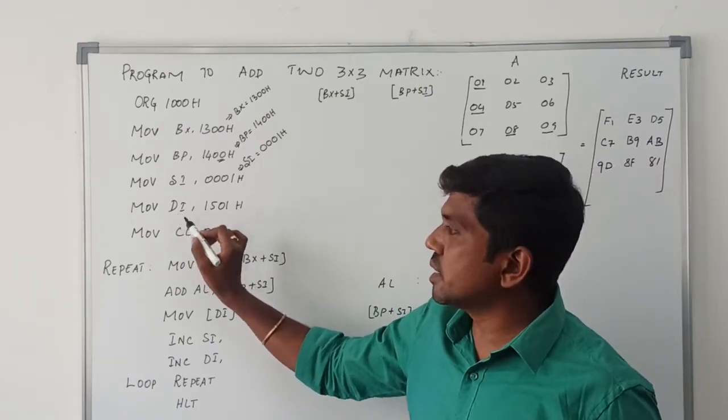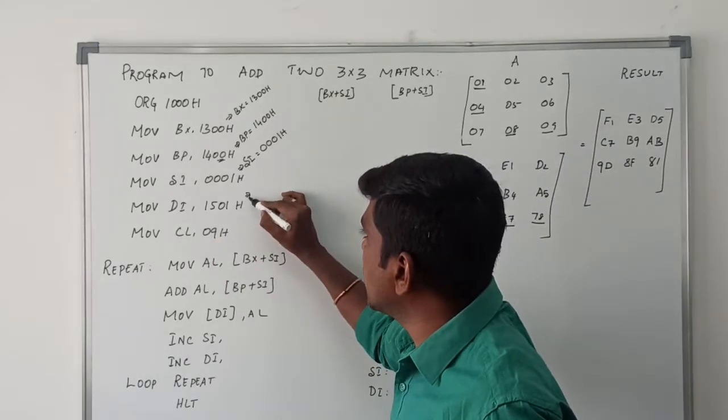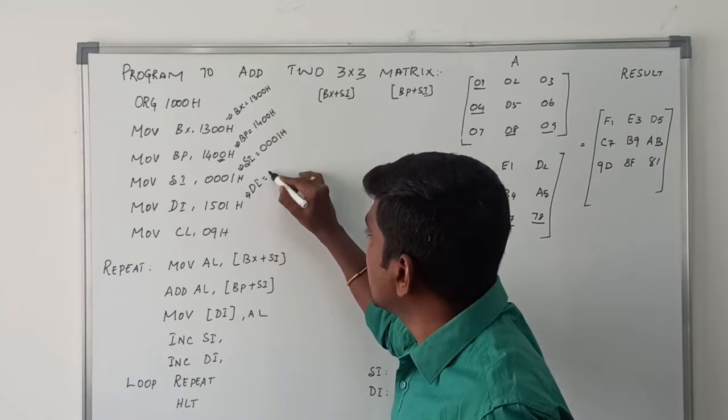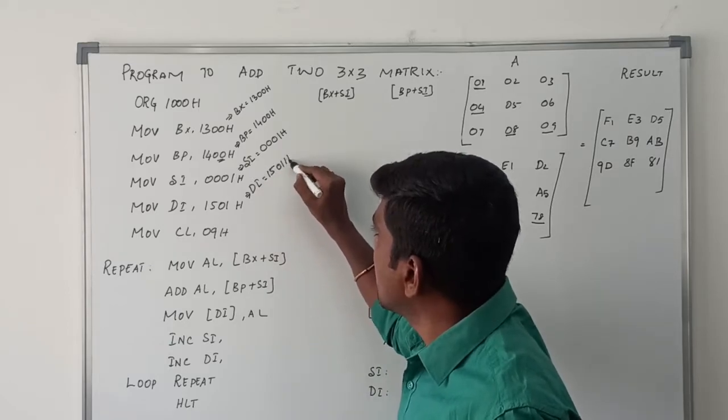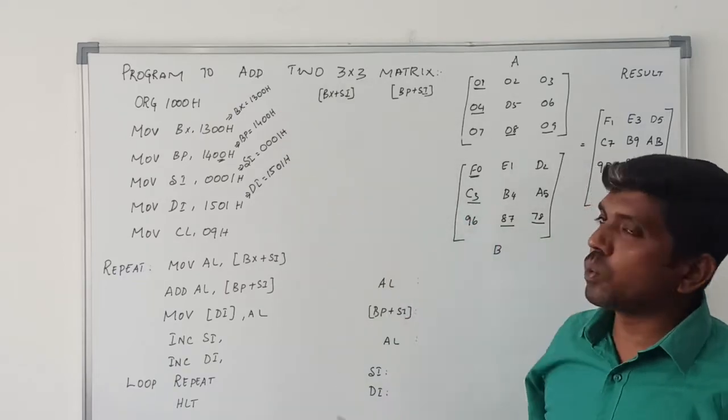The next instruction, MOV DI, 1501H. DI represents the destination index register. After execution of this instruction, the 16-bit value is transferred to DI. Now the DI register content is 1501H.